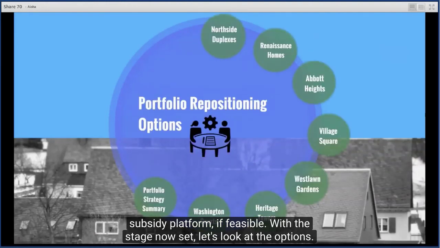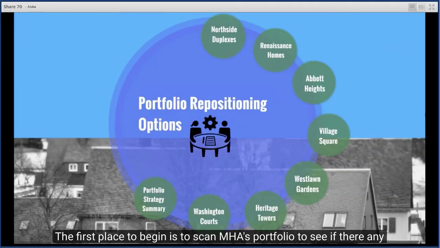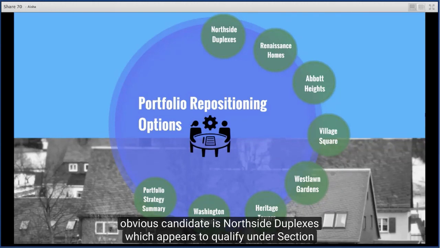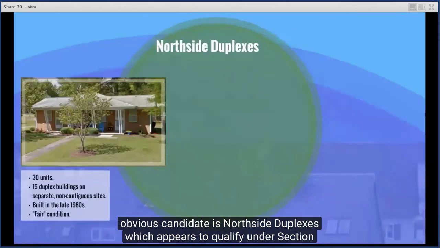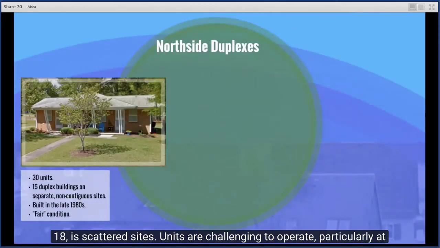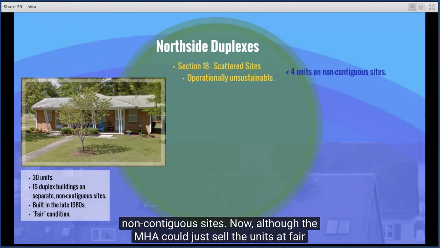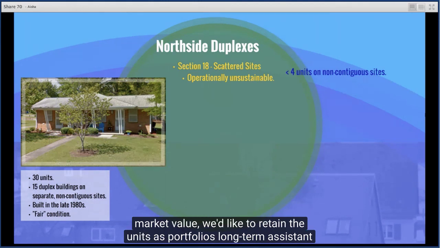With the stage now set, let's look at the options. The first place to begin is to scan MHA's portfolio to see if there are any obvious solutions or answers to their portfolio goals. Are there? Well, the most obvious candidate is north side duplexes, which appears to qualify under Section 18 as scattered sites. The units are challenging to operate, particularly at the public housing funding levels, and they consist of 4 or fewer units on non-contiguous sites. Now, although the MHA could just sell the units at fair market value, we'd like to retain the units in its portfolio as long-term assisted housing.